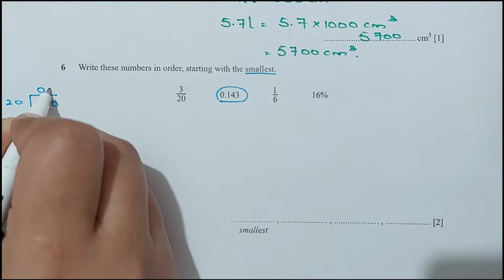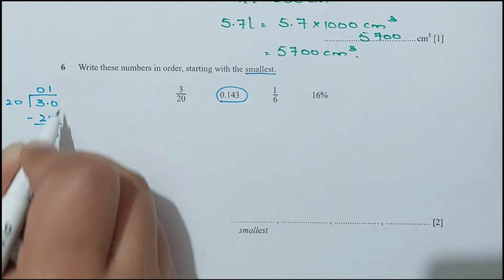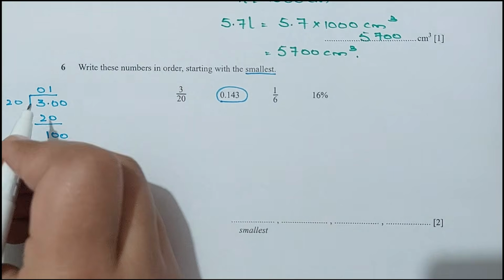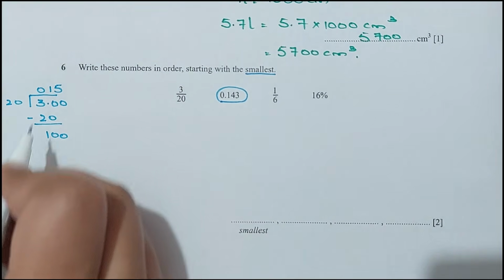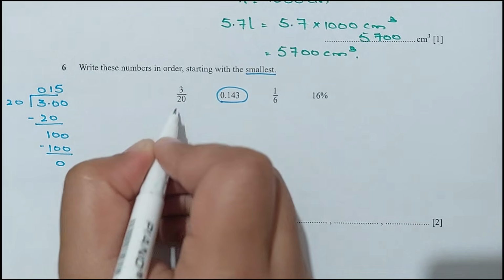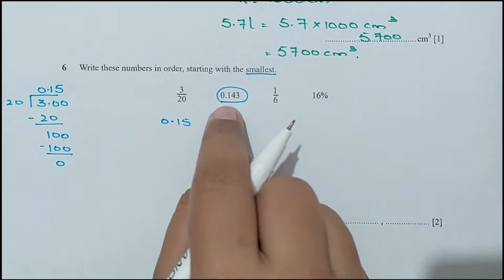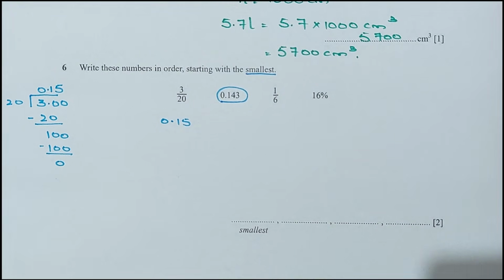Now 30. 20 times 1 is 20. Subtract, this is 10. We have a 0, bring the 0 down. 20 times 5 is 100. So this would be equals to 0.15. And 1 over 6, we have to convert it into decimals.